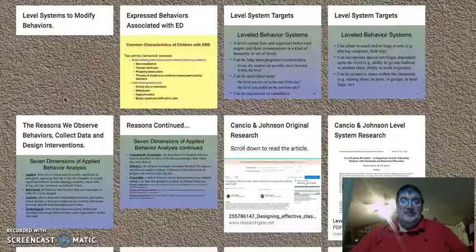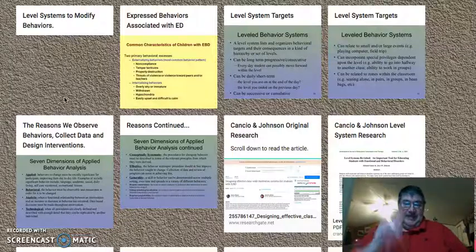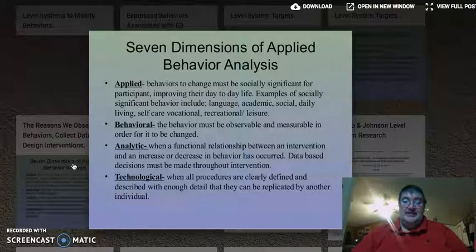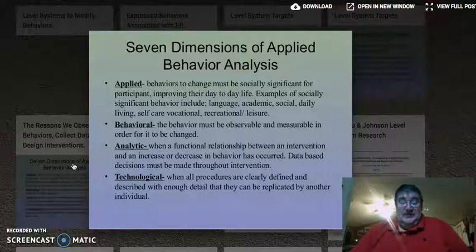Some of the reasons that we observe behaviors, collect data, and design interventions for these students with EBD, I thought would be relative to why we do this, fall under the 7 dimensions of applied behavior analysis. Applied: behavior change must be socially significant for participants, improving their daily life. So whatever we do to change our students' lives must affect their day-to-day academic or social skills within the school setting. Behavioral: their behavior must be observable and measurable in order for it to be changed. Hence, this is why we do our data collection.